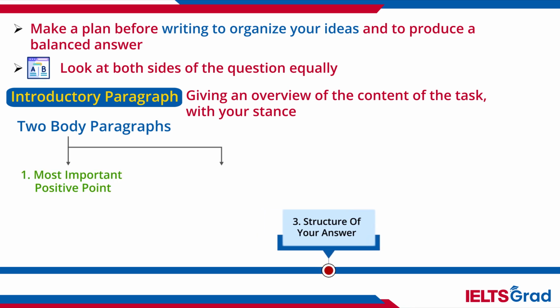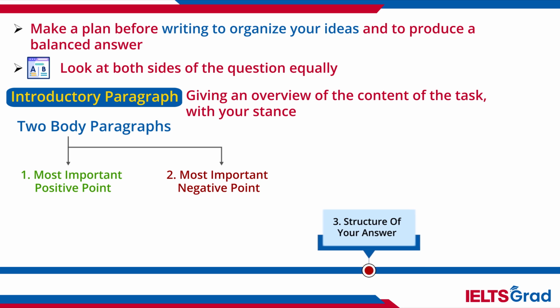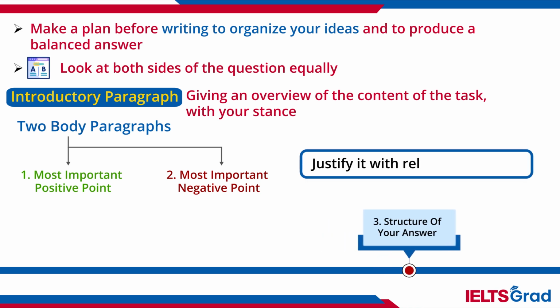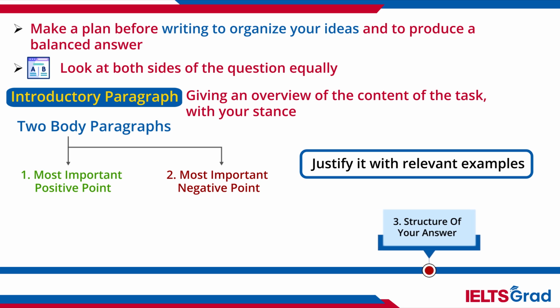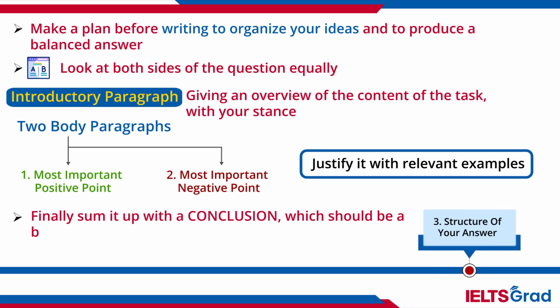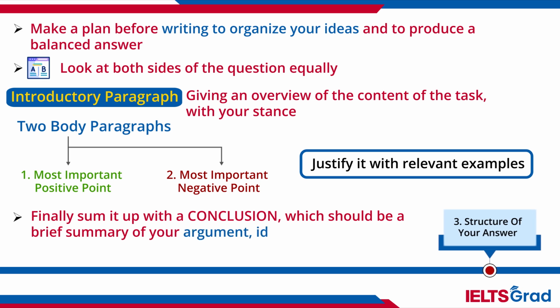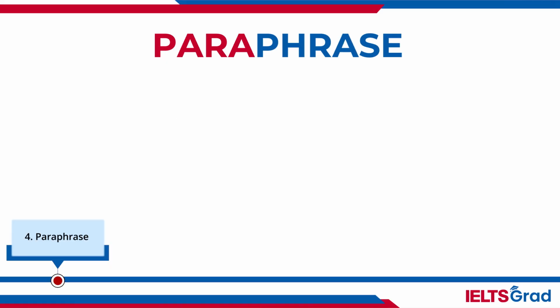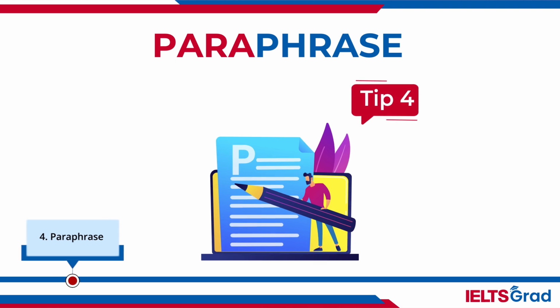You can choose one for the most important positive point and the second for the most important negative point. Do not forget to justify it with relevant examples. Finally, sum it up with a conclusion, which should be a brief summary of your argument, ideas, and your personal opinion.